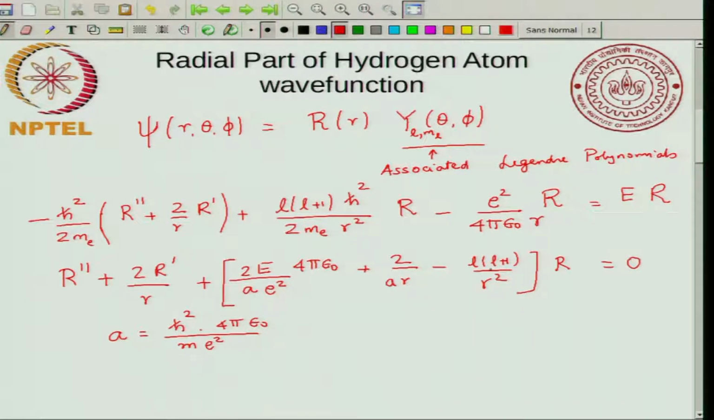Similarly, I have a 1 by r square, that is the highest power of r, and that does not go to 0 faster than 1 by r square. So basically with this you can see that you can apply the Frobenius method about r equal to 0.